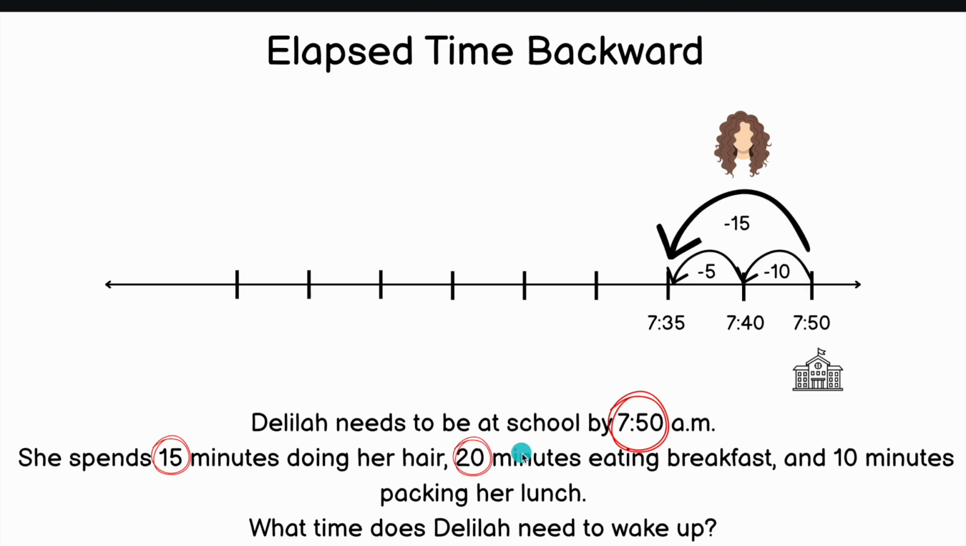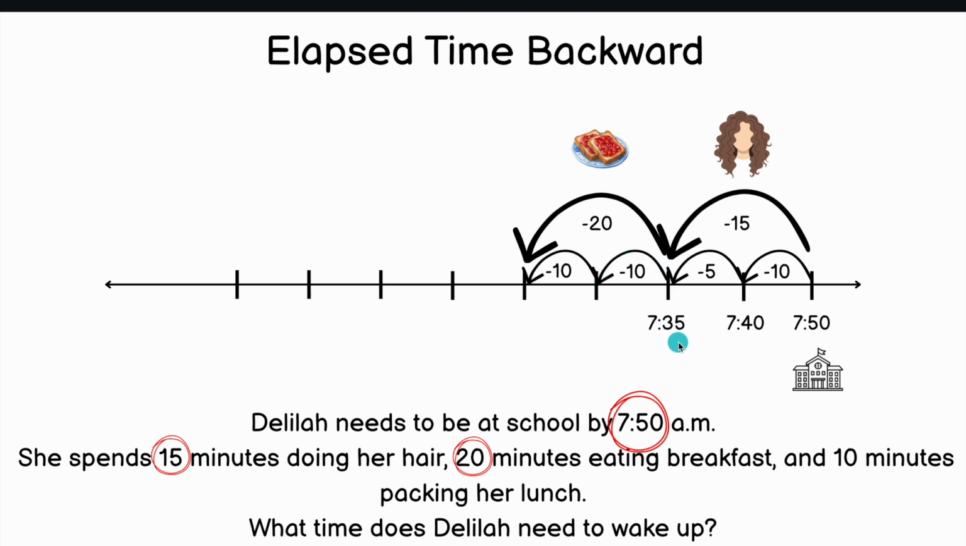Now, it says she takes 20 minutes eating breakfast, and we know she eats breakfast before she goes to school and before she does her hair. So that will be minus 20 minutes when she's eating her breakfast. Now let's break up 20 minutes into 10 minutes and 10 minutes because we know 10 plus 10 makes 20. So let's subtract 7:35 minus 10 minutes.